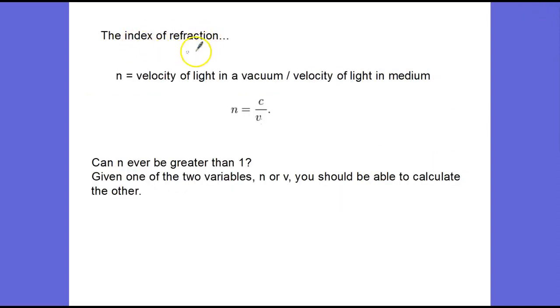The index of refraction is a number for a material, like for water or for glass or for air, and it is the ratio of how fast light travels in a vacuum to how fast light travels in your material. Can n ever be less than 1? No, it can't, because c is the fastest light can travel.